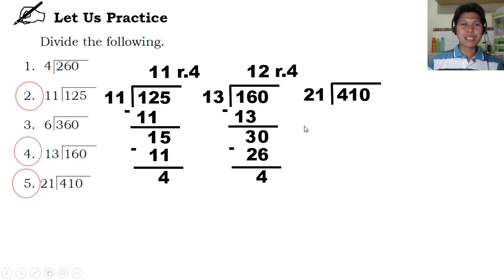So kailangan mong mag-skip count ng 21, or pwede ka mag-trial and error or guess and check. So 41 divided by 21, 1 lang kasi kung 21 times 2, magiging 42 na. So lagpas ka na sa 41. So kailangan 1 lang. 1 times 21 is 21, and then 41 minus 21 is equal to 20. And then we bring this down.